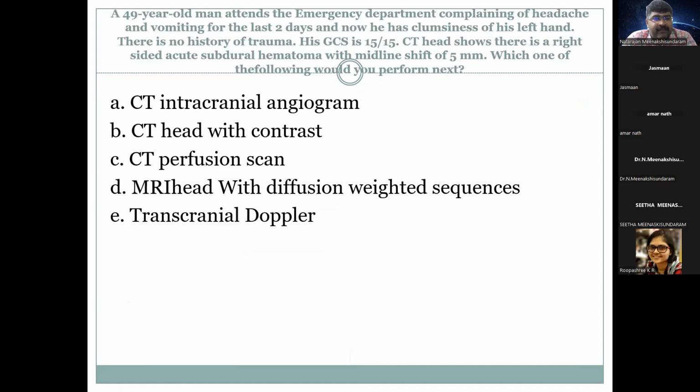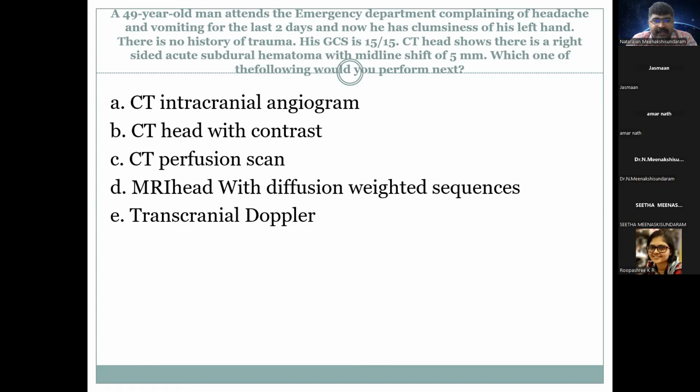So this is another clinical scenario. A 49-year-old man attends the emergency department complaining of headache and vomiting for the last 2 days, and now he has clumsiness of his left hand. There is no history of trauma. His GCS is 15/15. CT shows a right-sided acute subdural hematoma with midline shift of 5 mm. Which one of the following would you perform next?